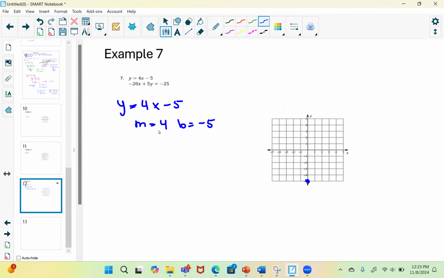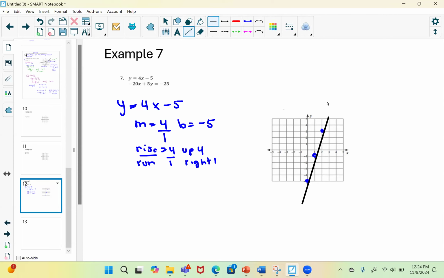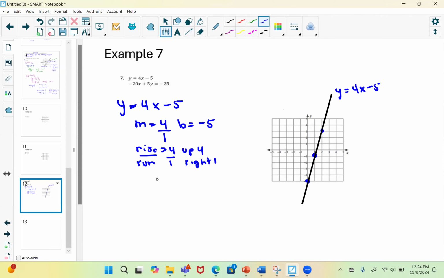My M, put it over 1 because I need it to be a fraction. The top number is 4, which means our rise is 4, which means we go up 4. My run is 1, which means we go right 1. We're gonna go up from this point, 4, right 1. Okay, again, up 4, right 1. Draw my line. Okay, and then I'm gonna again label it. This is 4x minus 5.